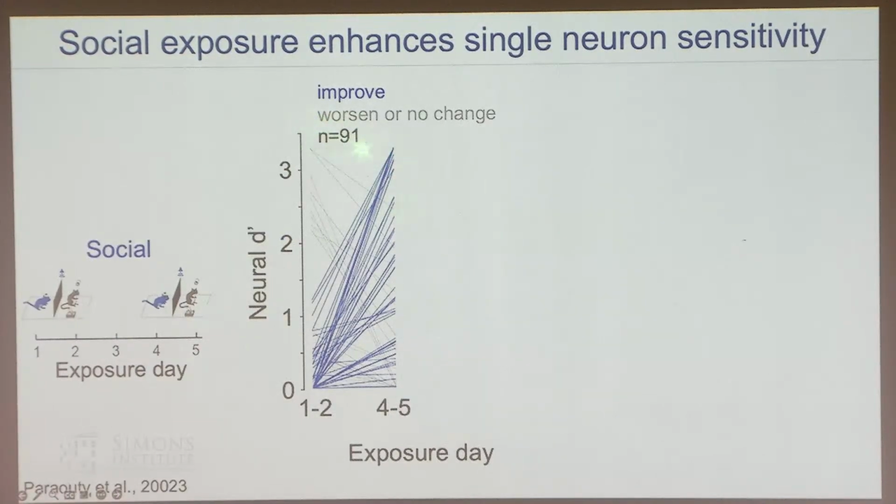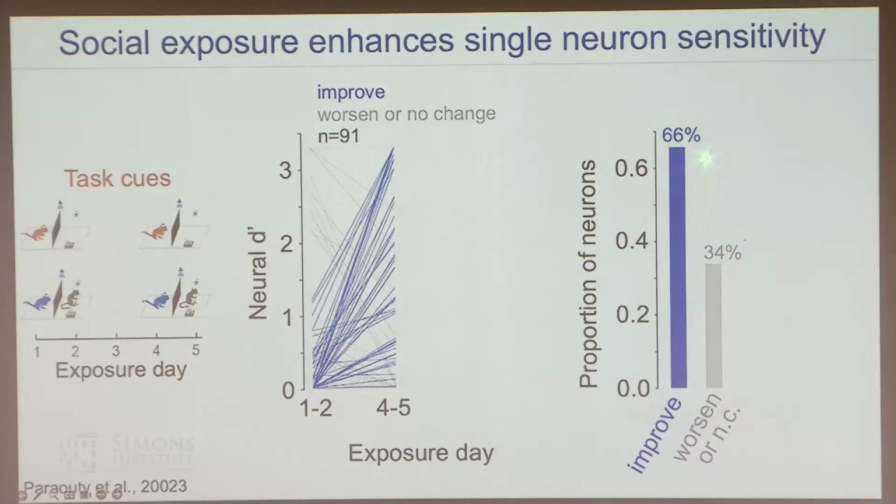Individual neurons, these are 91 neurons that we're relatively certain we recorded from for the entire 5 days, tended to improve their discriminability. That is, their d prime at being able to discriminate the 2 task cues got better when we averaged all the responses that we had from the first 2 days of social exposure to the final 2 days. And basically 2/3 improved and 1/3 got worse or didn't change at all.